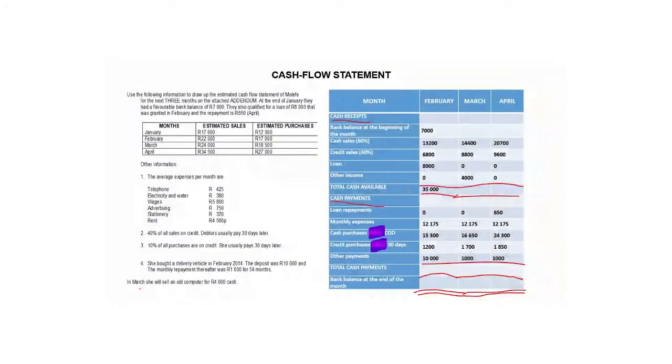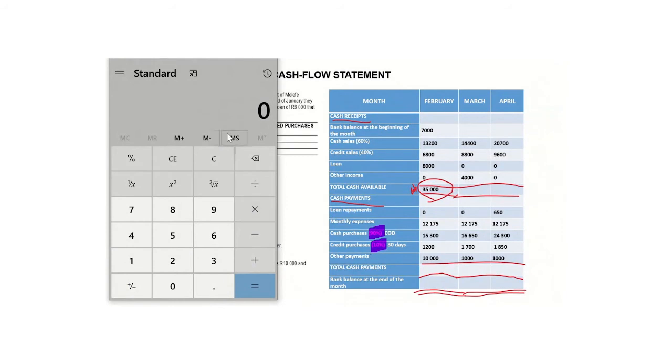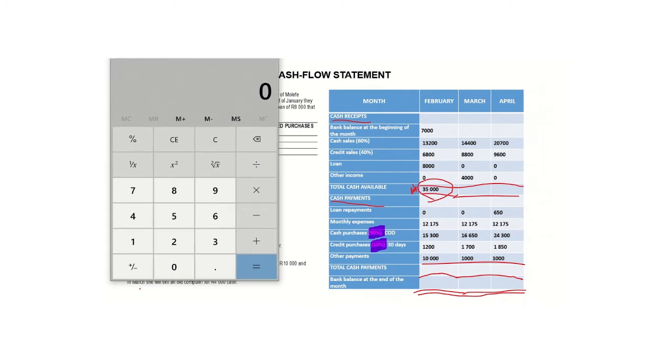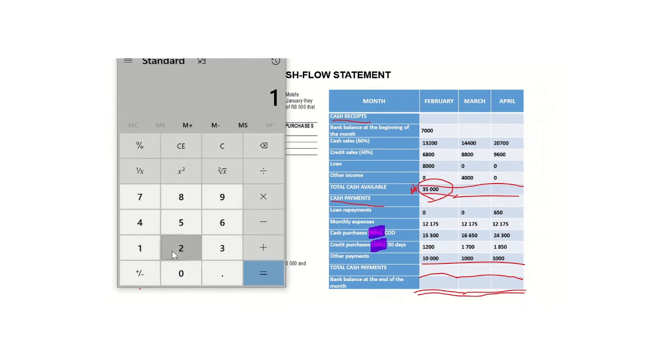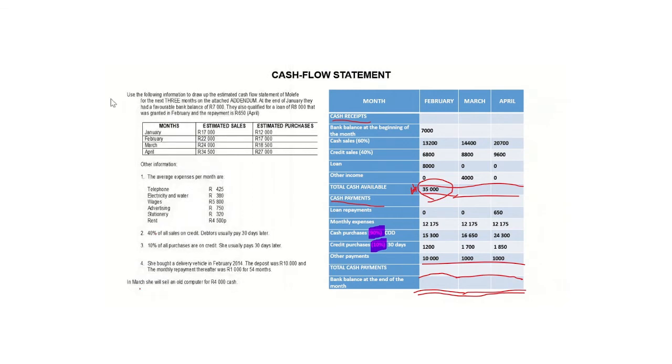Okay. Now that we've got our cash that comes in, the total amount, we go and calculate how we're going to spend it in that same period. Before, okay, let us do the total first. We got 12,175 + 15,300 + 1,200 + 10,000. So you should spend 38,675.